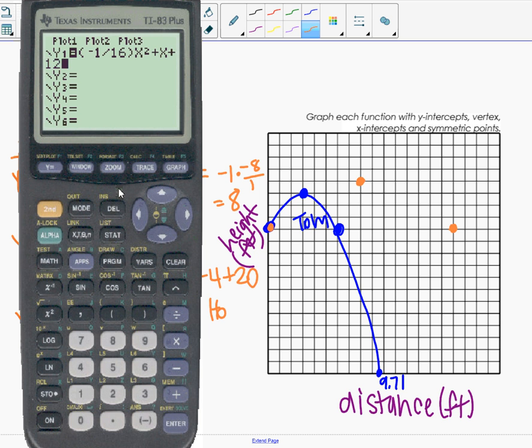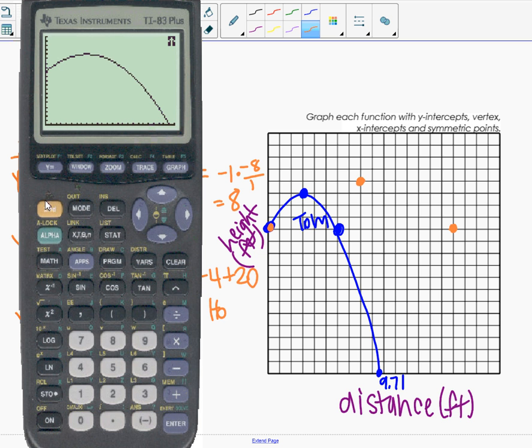Now, I'm not going to change my window. I'm not going to touch anything. I'm not going to hit zoom standard or anything like that. I don't need to change my window because I set up the dimensions for this entire problem. I paid attention to everything I needed. So I'm just going to go ahead and hit graph. If you hit zoom standard again, you're going to have to redo everything. So we have a nice graph here. We already know what these points are up here. We need to find this x-intercept.